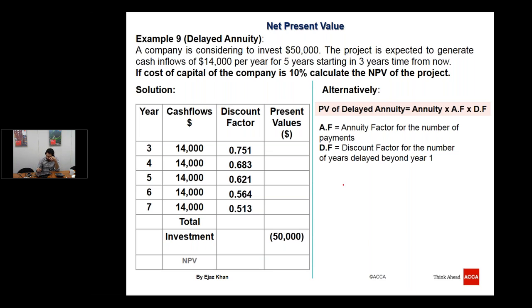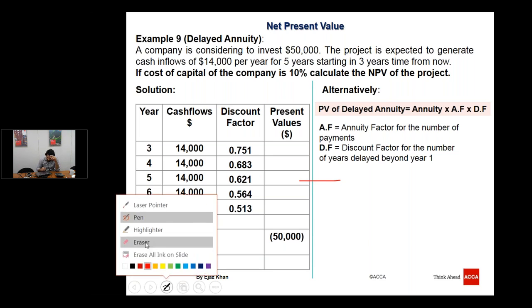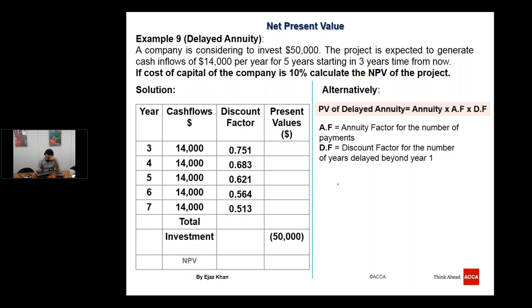Okay, I will go for the formula approach. So we'll pick up the annuity first. That is $14,000. Annuity factor, the cost of capital is 10%. And how many payments are we going to receive? Wording is a bit different here. It says that the project is expected to generate cash inflows of $14,000 per year for 5 years. So it's clearly mentioned in the question that you will receive payments for 5 years. It means that you will have 5 payments starting from year 3 onwards. So we'll just pick annuity factor for year 5.